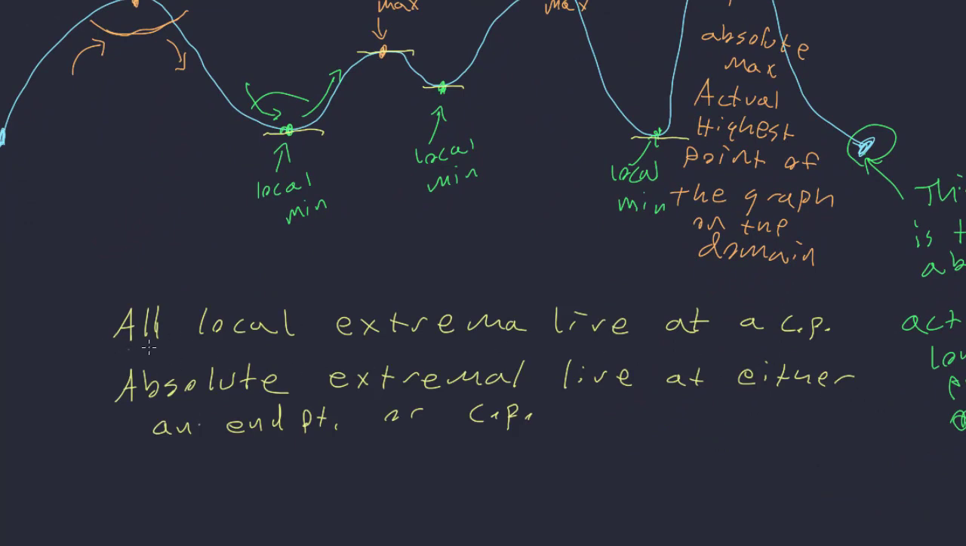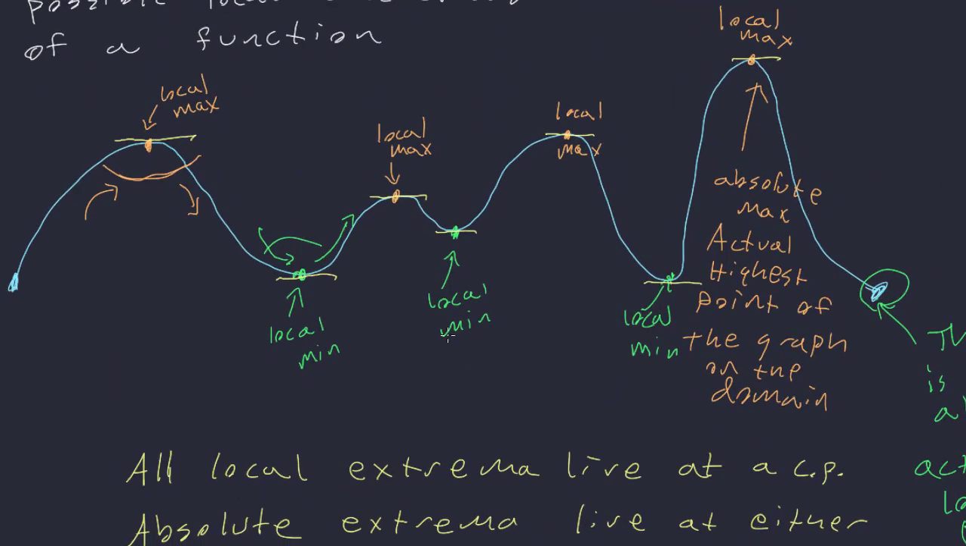Okay, so just to write that down, all local extrema live at a critical point. I usually abbreviate critical point as CP. And all absolute extrema live at either an endpoint or a critical point. Extrema is just a word that encapsulates maxima and minima, which are, believe it or not, the plurals of maximum and minimum. But it's just a catch-all for either. Okay, but this was a smooth graph. This idea can also work if it's not a smooth graph.